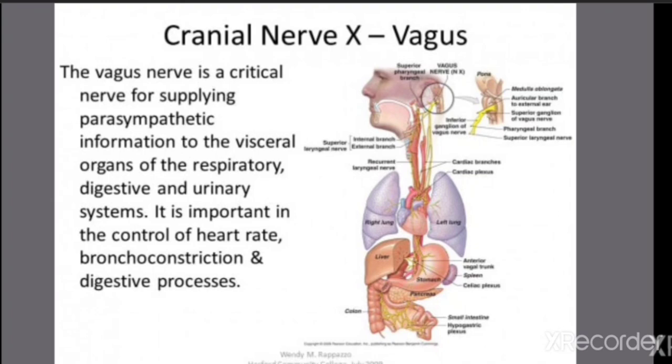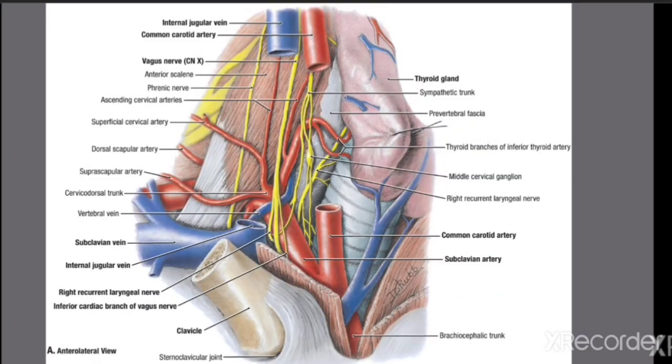Then the next content of the carotid triangle is the vagus nerve. The vagus nerve is the 10th cranial nerve, and it carries parasympathetic information to the visceral organs of the body like respiratory, digestive, urinary systems, and it is important to control the heart rate, bronchoconstriction, and the digestive processes. So here we can see the vagus nerve between the internal jugular vein and the common carotid artery. Here is the vagus nerve.